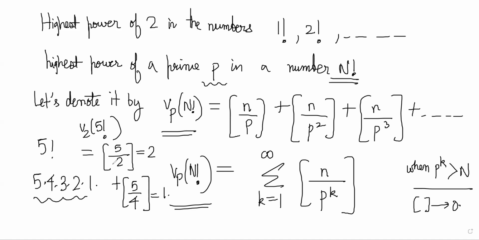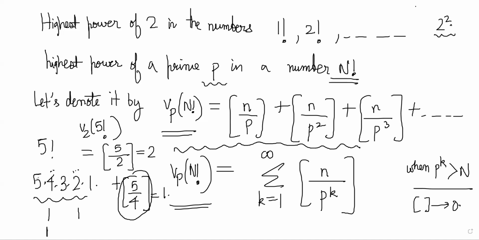When you take powers of 2, the first power of 2 will appear in all the even numbers, right? So you'll get 1 power of 2 here, 1 power of 2 here. But when you look at 2 squared, you will get 1 additional power of 2 here, right, from here. So therefore, the second term here tells us how many additional powers of 2 you're getting. So this formula definitely works.